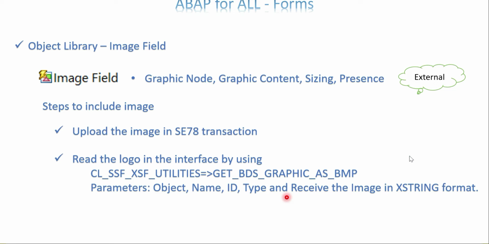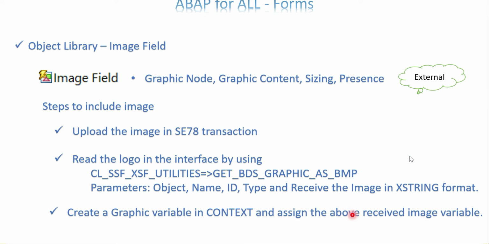That is nothing but the image converted into that XSTRING value, and it sends back that XSTRING as an export parameter. So the receiving parameter also has to be in the same format, XSTRING. You need a data element, a variable or a node to be declared in your interface to receive this output. Once it is received, it's very simple. You need to do the binding.